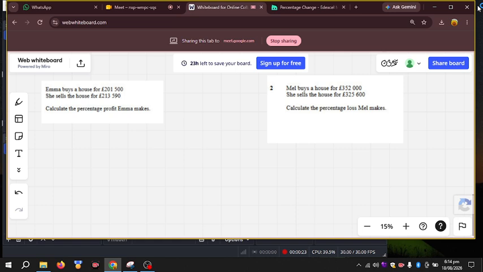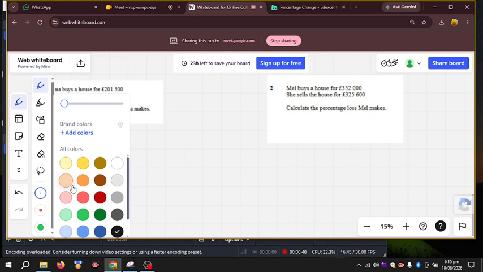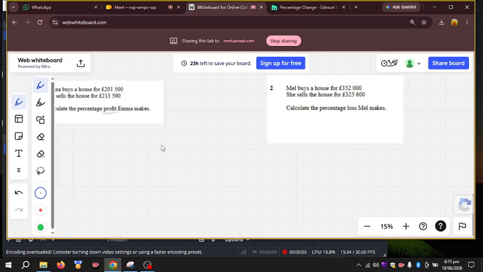decrease. Here the question is, they are saying that Emma buys a house for 201,500 pound, right? And she sells the house for 213,590 pound, right? Calculate the percentage profit. So profit means that they're talking about the percentage increase. So we have to find out the percentage increase. Profit means we are finding out the percentage increase.